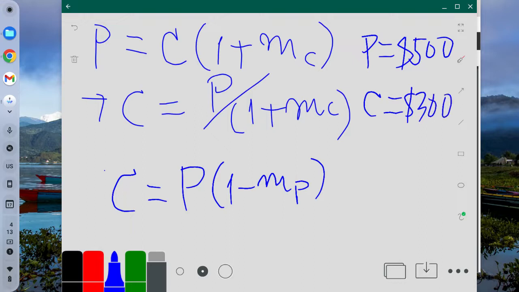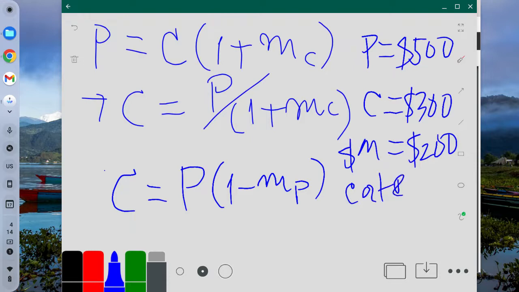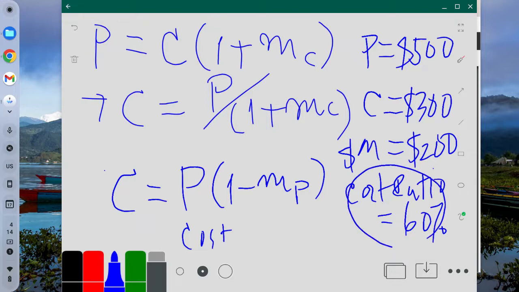Cost was $300. Markup was, dollar markup, $200. And think about it, the cost ratio is 60%, right? What is cost ratio? So cost ratio is simply cost divided by price. How much of the price is the cost?